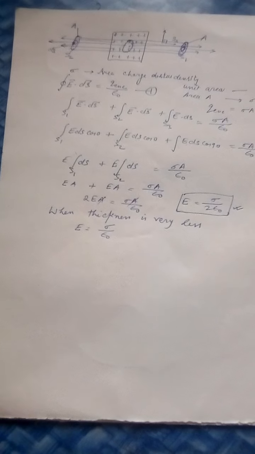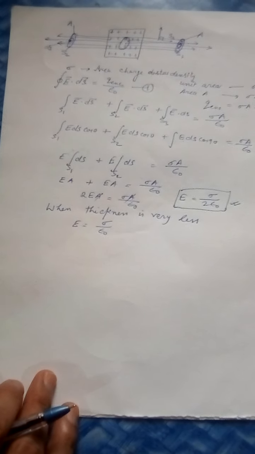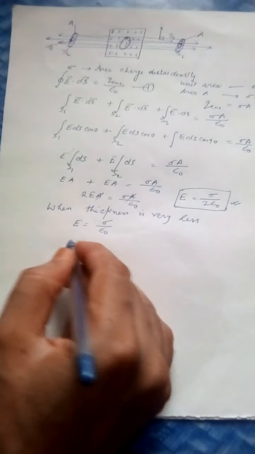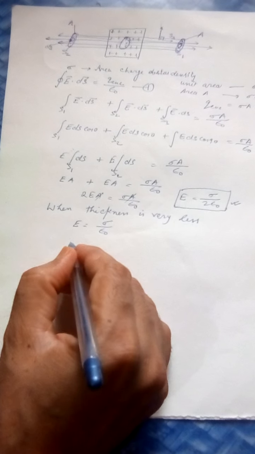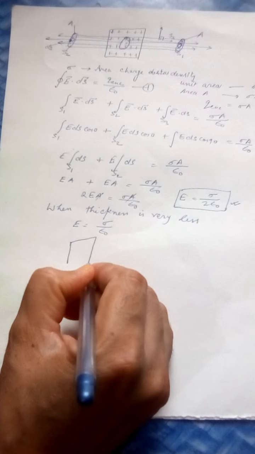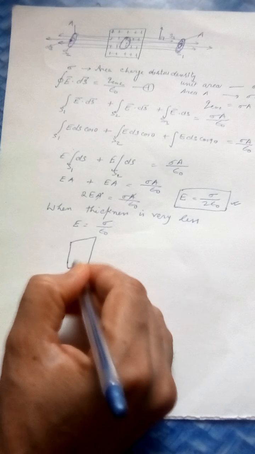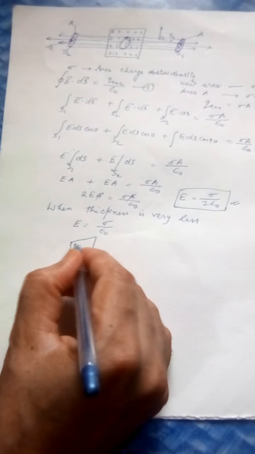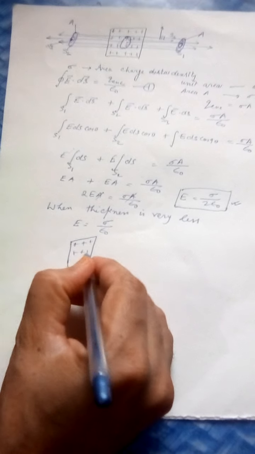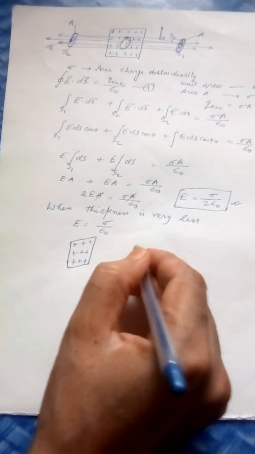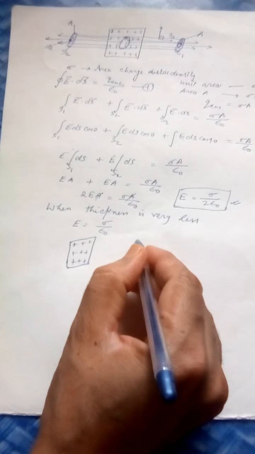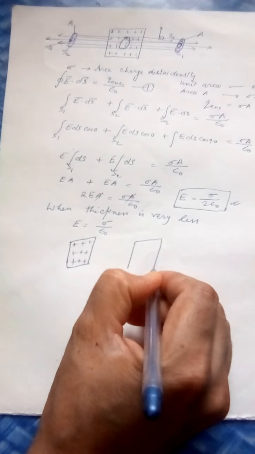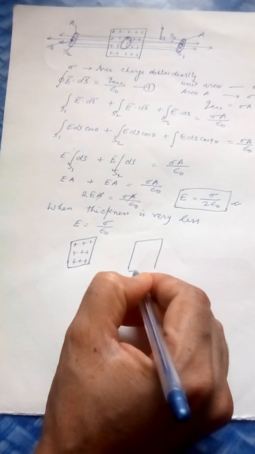Now suppose we have two distributions of charge. It is given that one sheet or plate is there and charge is distributed uniformly. Suppose I am taking plus charge, and a second plate or sheet is there in which also charge is distributed uniformly.